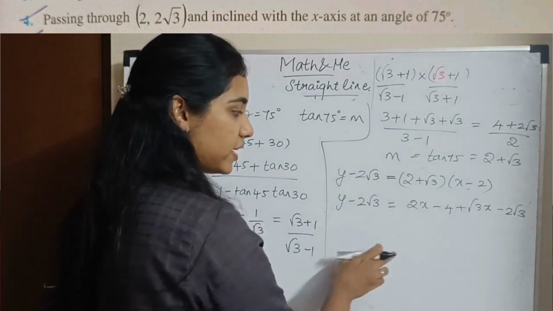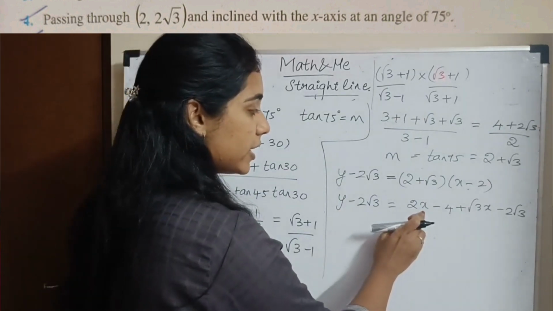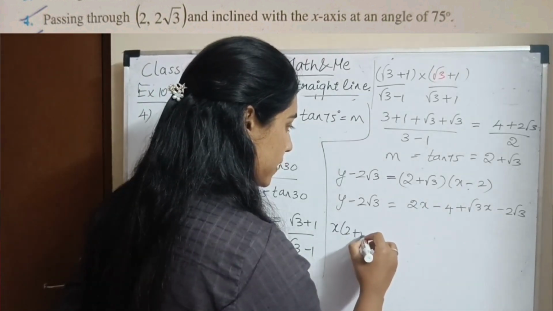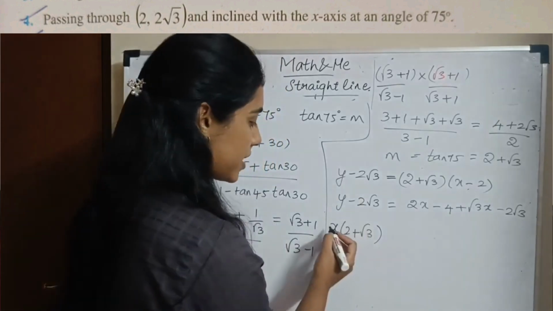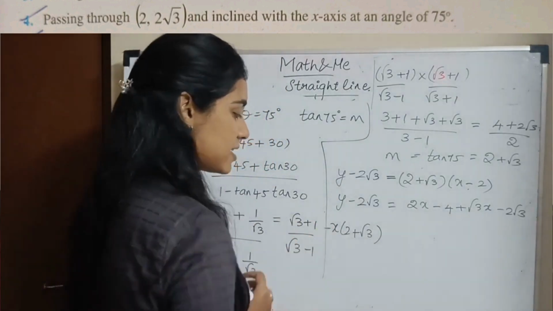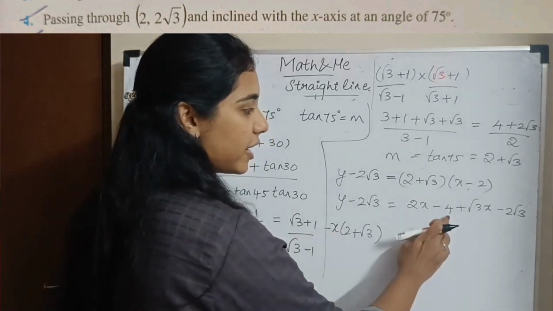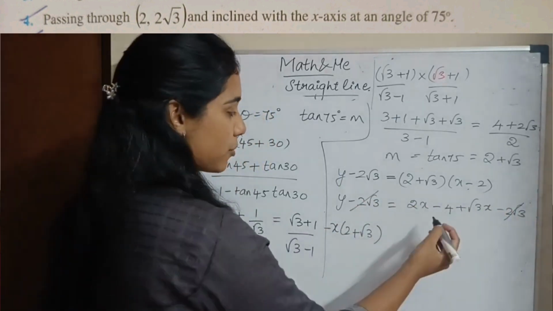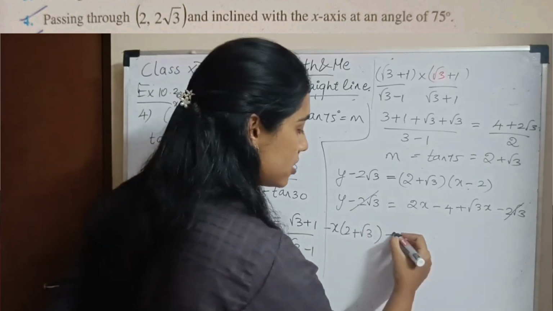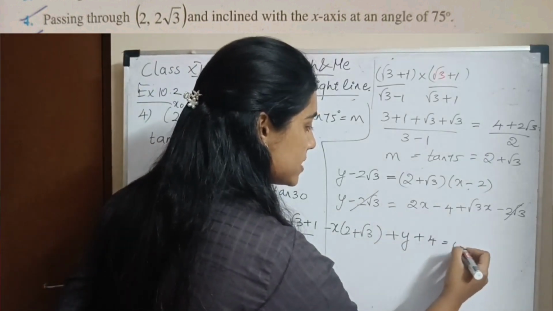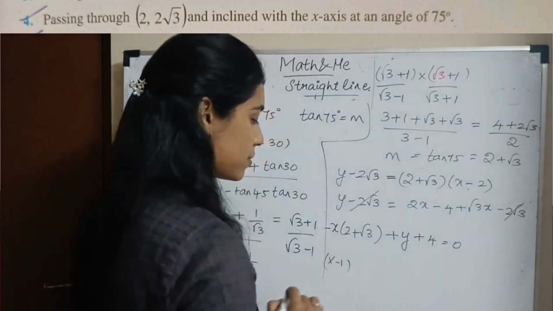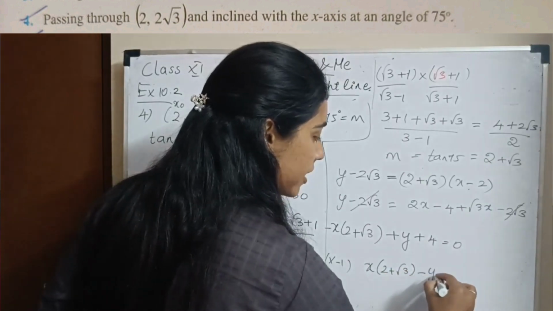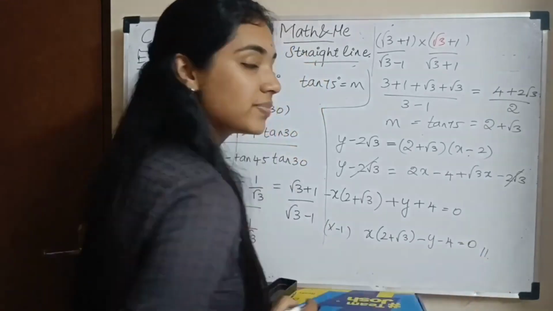So I am bringing everything to the left hand side. I have 2 plus root 3 into x, so x times 2 plus root 3. But since this comes to the left hand side, it becomes a minus, so minus x times 2 plus root 3. What else do I have? I have minus 4 minus 2 root 3. The minus 2 root 3 and the minus 2 root 3 get cancelled. So I am going to bring this 4 to the left hand side. I have a y here, so y plus 4 equals 0. I am going to multiply the entire equation with minus 1. So I have x times 2 plus root 3 minus y minus 4 equals 0. Okay.